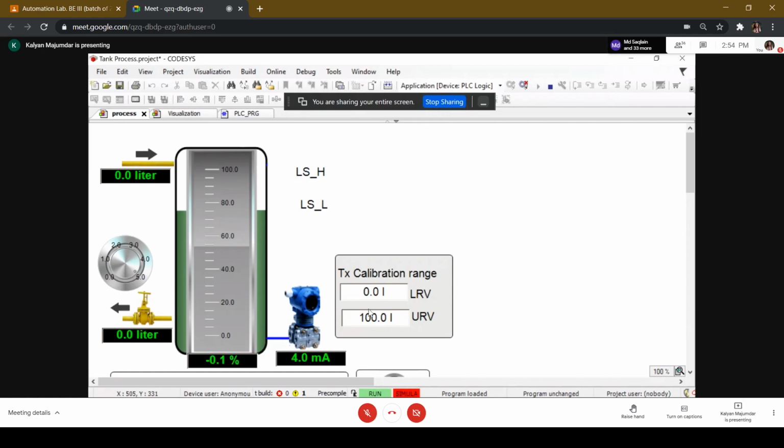So this is the range over which a transmitter measures level, converts that into a current, and the current output now becomes a measure of the level of the liquid inside this particular tank. So that is your transmitter's role.